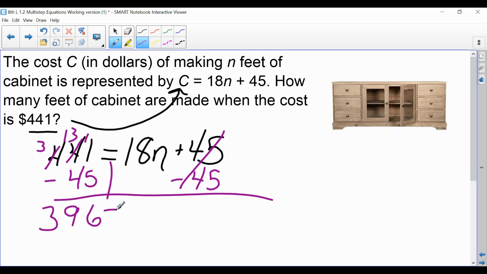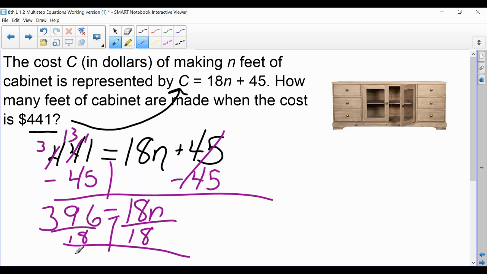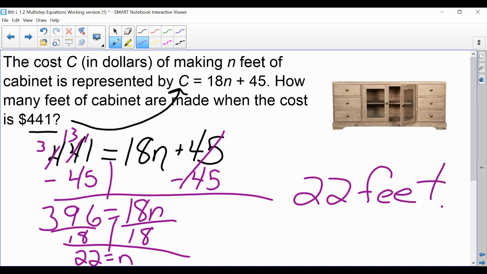And we have 396 equals 18n. So we're going to divide by our coefficient. And 396 divided by 18 equals 22. So our cabinet is 22 feet.